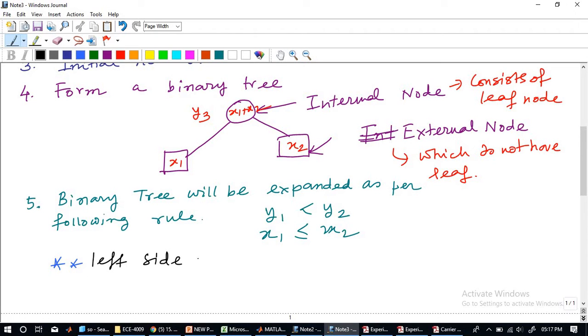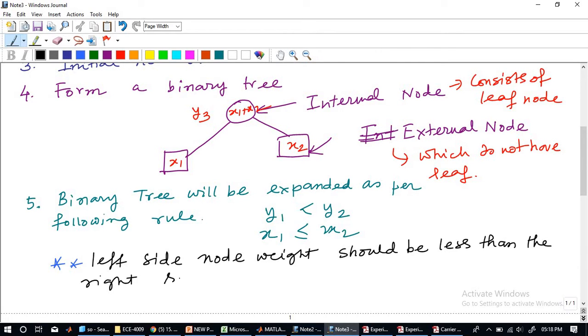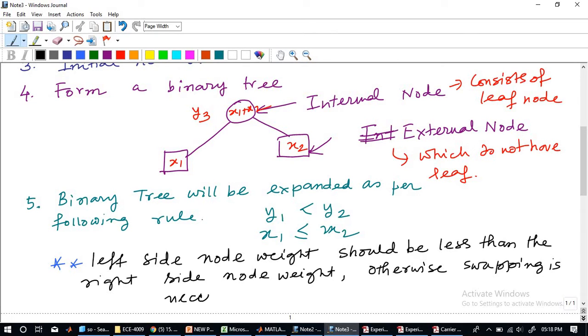Left side node weight should be less than the right side node weight. Otherwise, swapping is necessary.